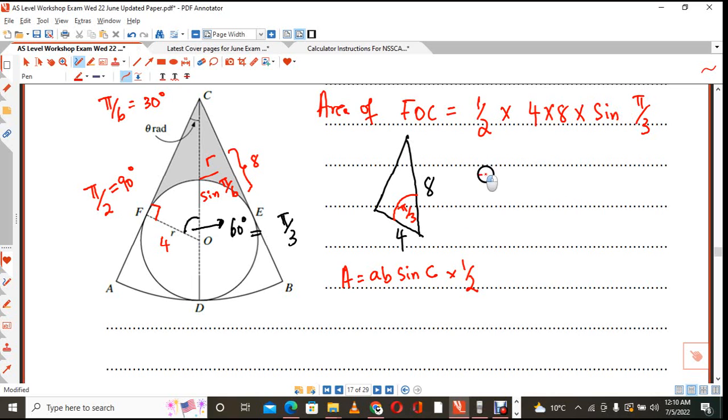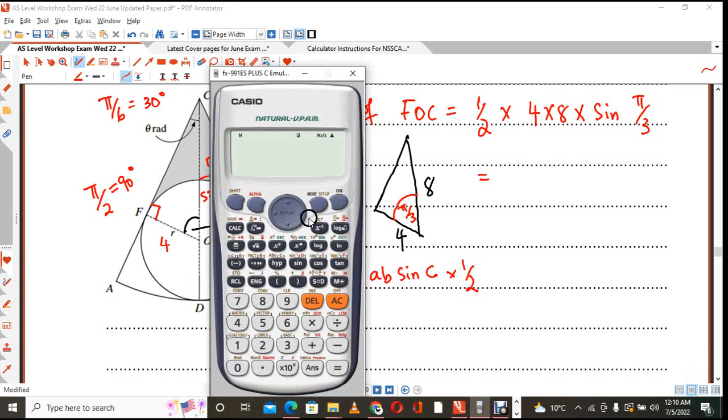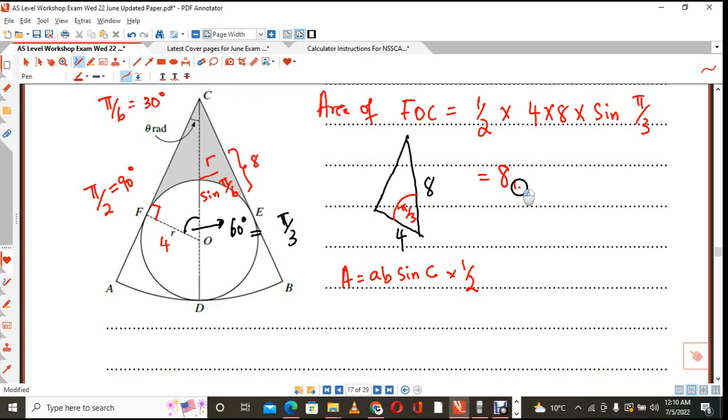This obviously works out to something, so let's bring our calculator and find our answer. Half times 4 times 8 times the sine of pi over 3, which is like 60 degrees. Hit enter, I get 8 root 3. So the answer is 8 root 3. That is just the area of half of this, the right angle triangle.